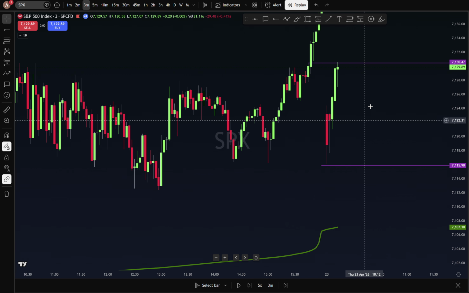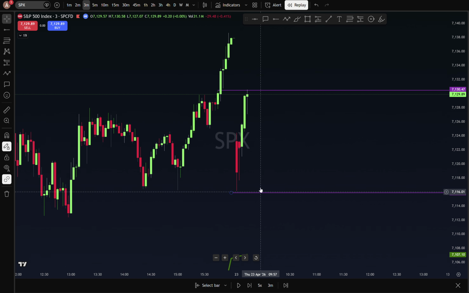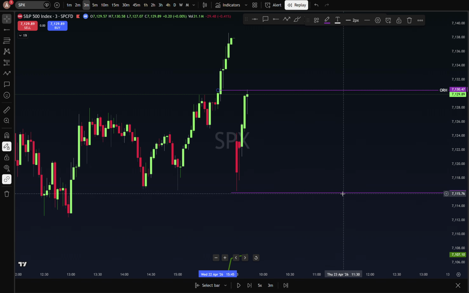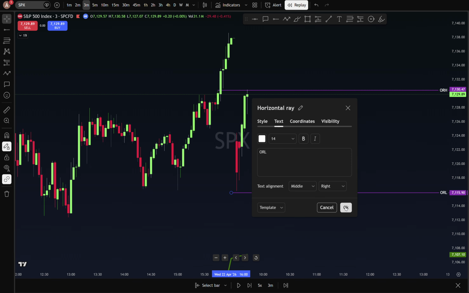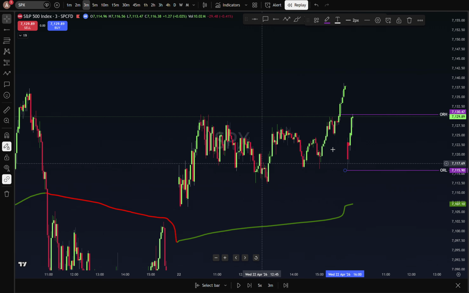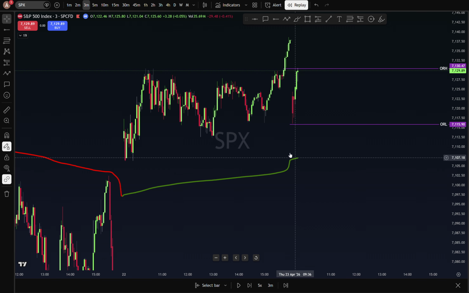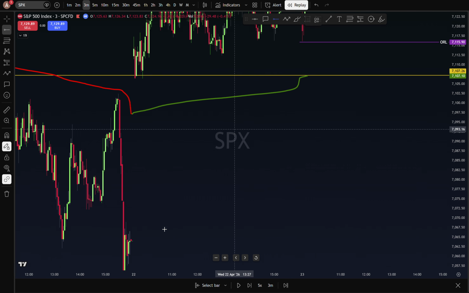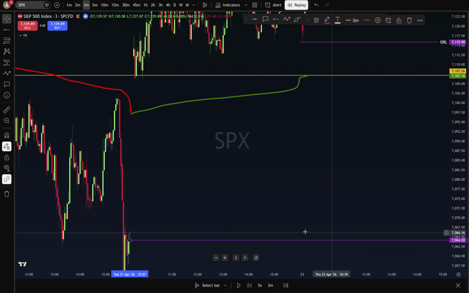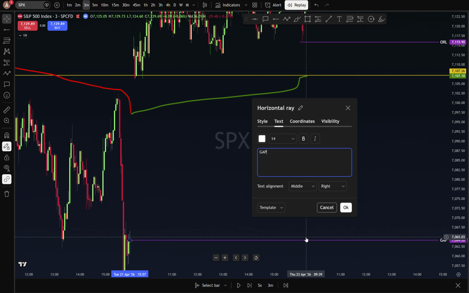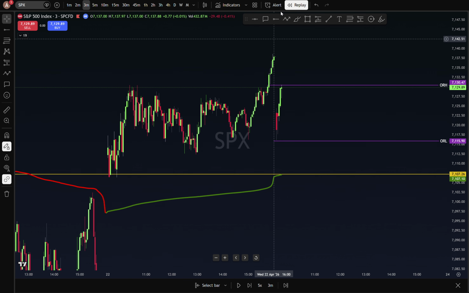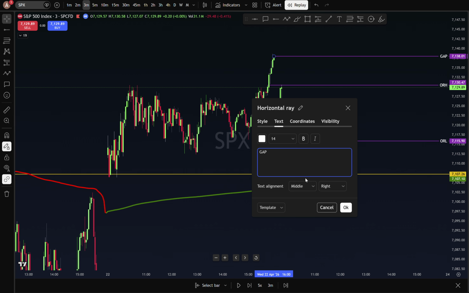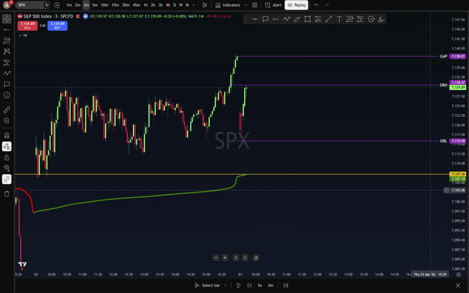Okay, so this is our opening range high and low, right? So we name this opening range high, opening range low, so we know which level to look at. And this is our VWAP. We mark the VWAP level here, and we have a gap here. Let's mark this gap. Alright, and this upside gap, and now we are good to go.